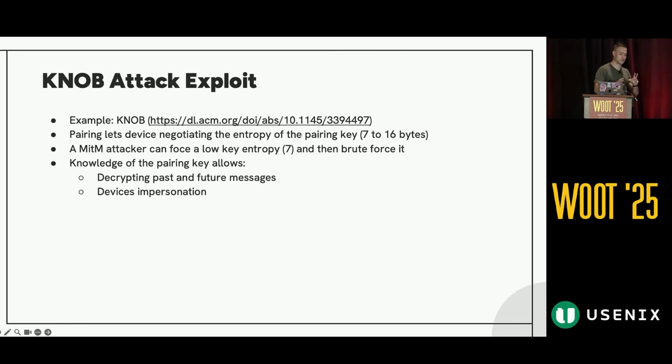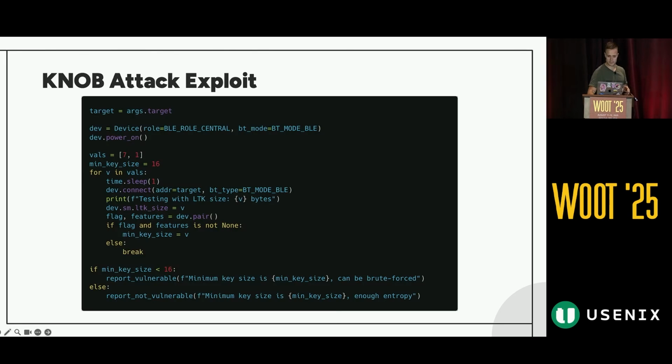This is the KNOB attack. Just to summarize it, the pairing protocol, which we saw before, lets devices negotiate the entropy of the pairing key, which is essentially the length of the pairing key, which by default is 16 bytes. You can tell them, OK, we want to use 7 bytes, and then the remaining bytes are set to 0, which makes it easier to brute force. So with the pairing key, what can an attacker do? It can decrypt whatever past and future messages and do device impersonation. Now you know what the KNOB attack is.